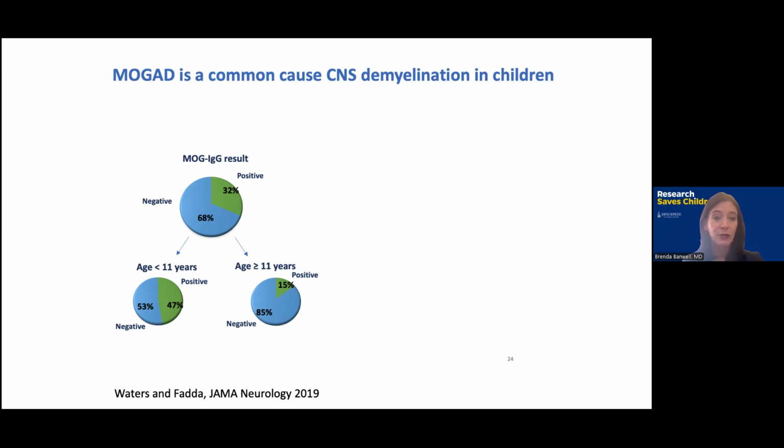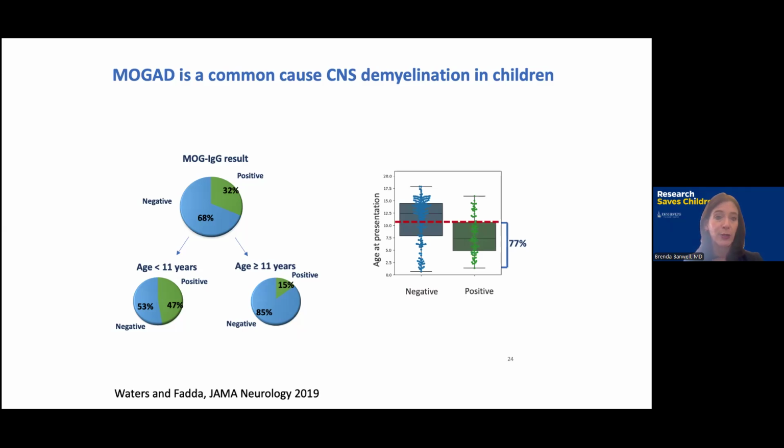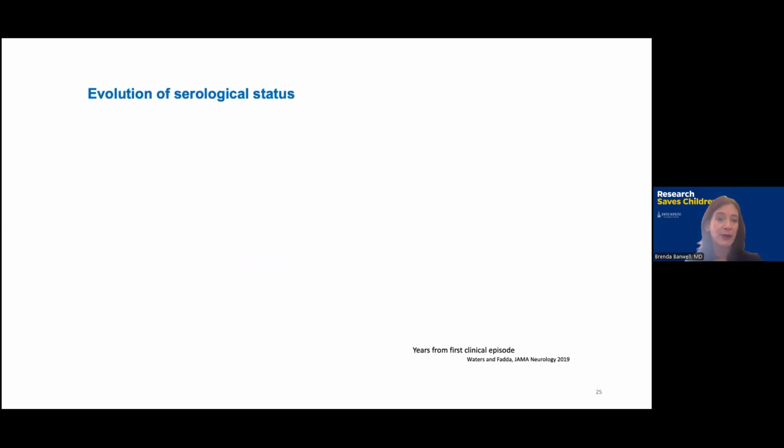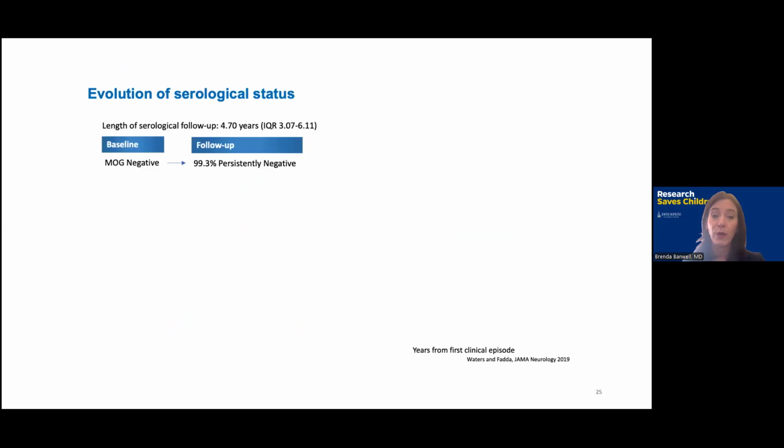And what we found is that in children under the age of 11 in this study, almost half were MOG positive, whereas only 15% of the teenagers had MOG antibodies. But overall, a third of patients did. When we looked at positivity, 77% of the patients that had MOG antibodies were under age 11. So definitely more common in younger patients. Now, MOGAD occurs in teenagers and it occurs in adults as well, but it is particularly more likely at the time that you're evaluating an incident cohort in younger children.